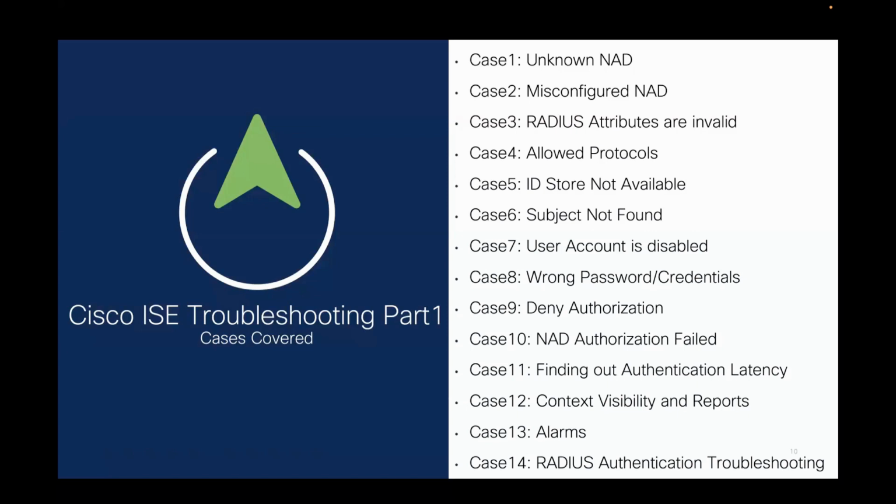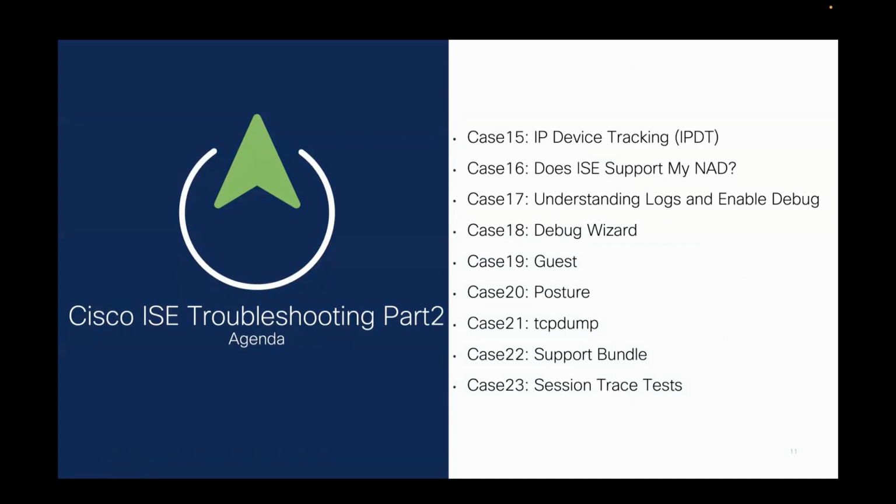In continuation to that topic, I'm going to be covering these cases in today's topic. We're going to be doing IP device tracking. Does ISE support my network device? Understanding the logs, enabling the debugs, and downloading them. Debug Wizard, Guest Service on top of AAA, Posture Service on top of AAA. How do we capture the TCPDump, how do we create a support bundle, and how do we leverage the session trace test and what exactly is the purpose it is going to give us.